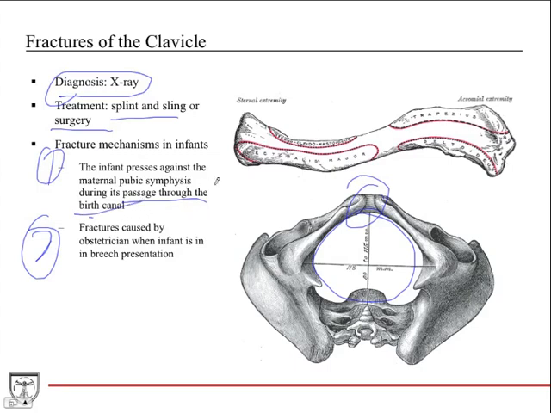The other mechanism is in the breech position. The preferred position is that the head comes out first, but what can happen is the feet come out first, and that makes the birth process more difficult. So sometimes the obstetrician during birth has to intentionally cause a fracture in the clavicle to help get the baby out safely.